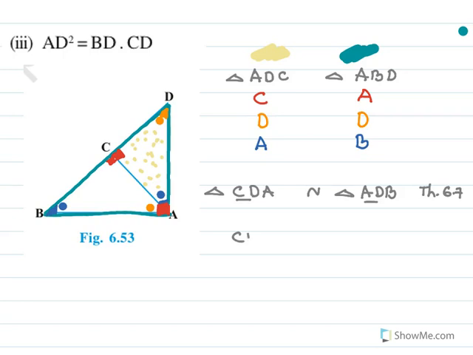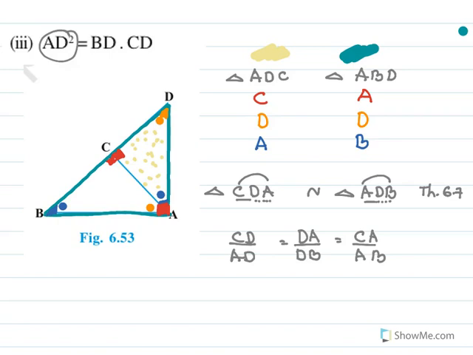Now for the sides, CD over AD is equal to DA over DB, which is equal to CA over AD. Now we require AD square. Now where is AD square? AD is here and AD is here, so I don't require this. So I write it again.